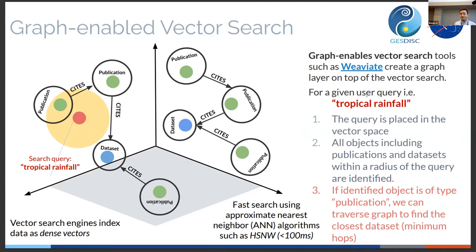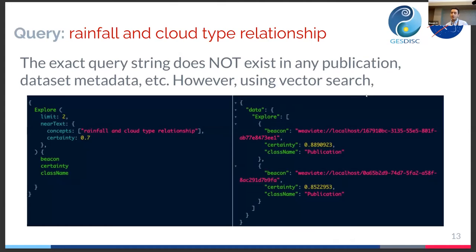The advantage here is that because we're using language models, we're not hard matching the query with the metadata or the publications. Now we can run much more complicated queries. For example, the query here is rainfall and cloud type relationship. I couldn't find any hits, data sets or publications, from the graph itself or from Elasticsearch. But here, you can just say, okay, go explore this space.